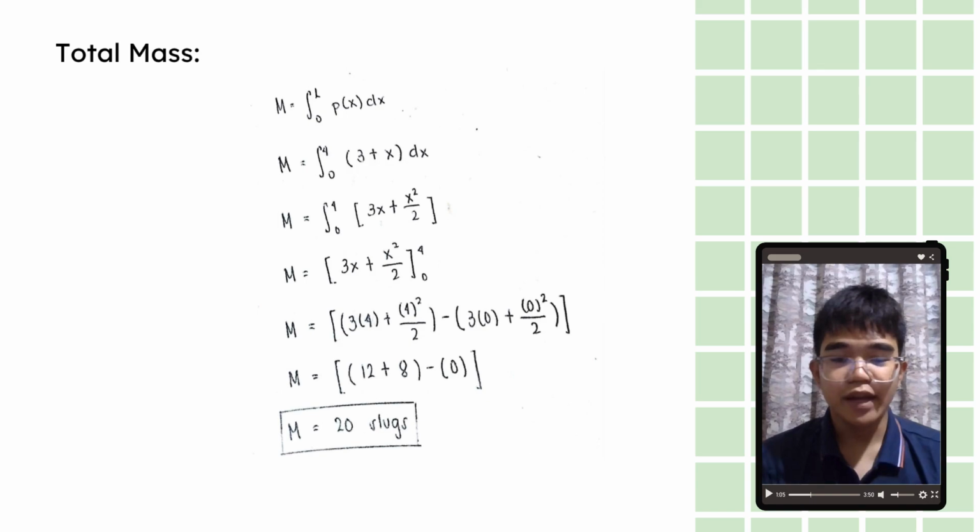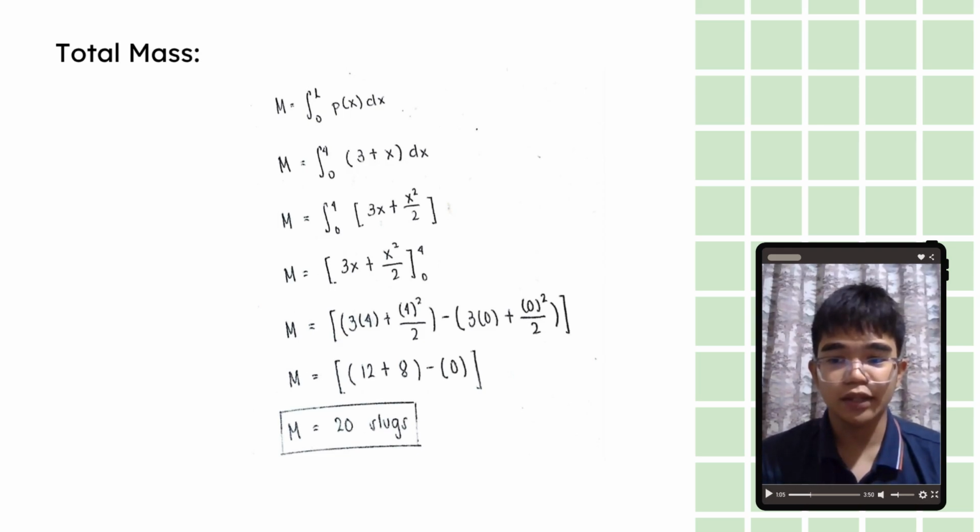M equals the integral from 0 to L of p of x dx. Since we know our interval and p of x, we have m is equal to the integral from 0 to 4 of 3 plus x dx. We calculate the antiderivative using constant rule and power rule. We have 3x plus x squared over 2. Once we have the antiderivative of the function, we write it inside the bracket with the upper limit 4 and the lower limit 0 on the right side.